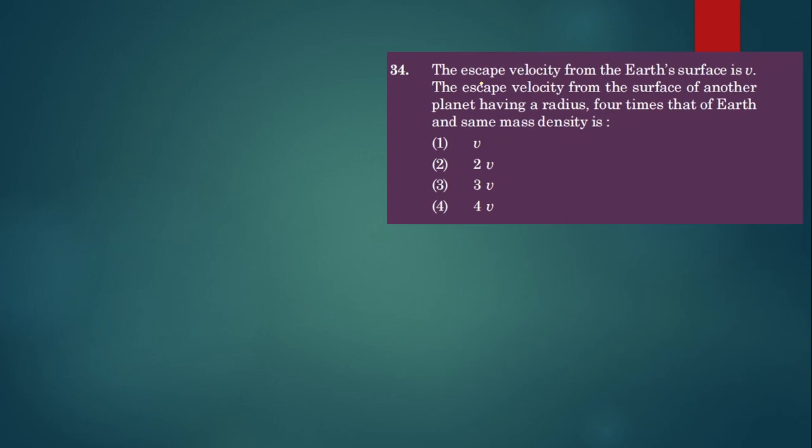This question tells that the escape velocity from the Earth's surface is v. The escape velocity from the surface of another planet of a radius 4 times that of the Earth will be equal to what? Keeping that the planet has the same density as Earth. First of all, the escape velocity is equal to square root of 2GM divided by R.